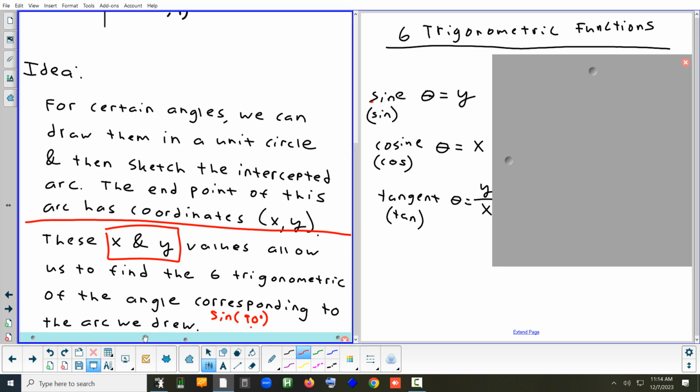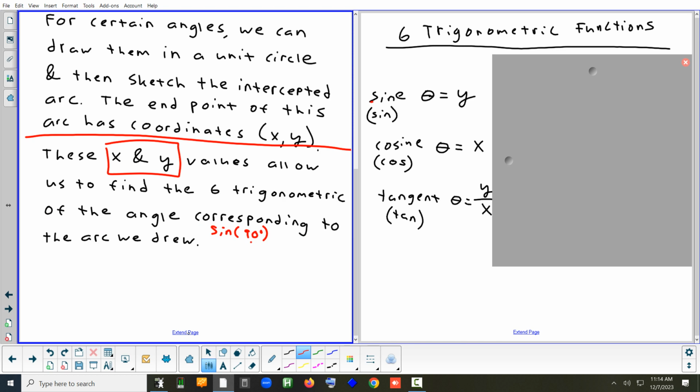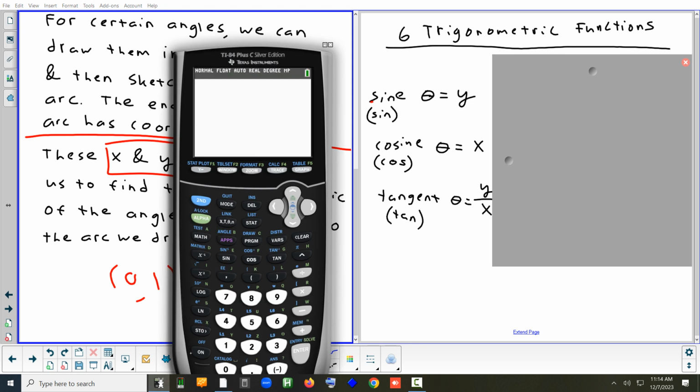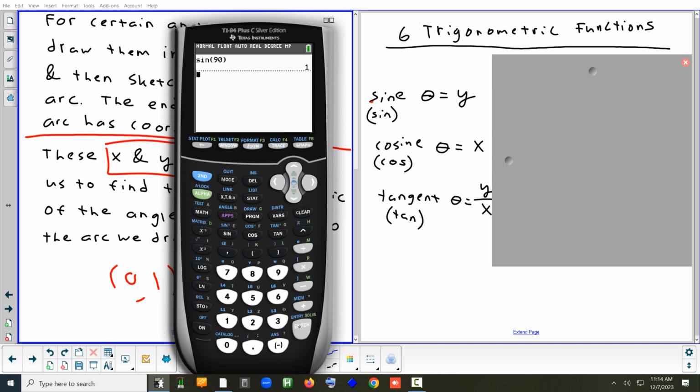So we're going to do some more, but let's just see if we can figure this one out. If I wanted to know the sine of 90 degrees, what's the formula for sine? Yeah, it's the y value. And remind me, what's the coordinate for 90 degrees? Picture it on the circle. 0, 1. What's the y value there? 1. So if you type in the sine of 90 degrees, and you hit enter, you get 1.